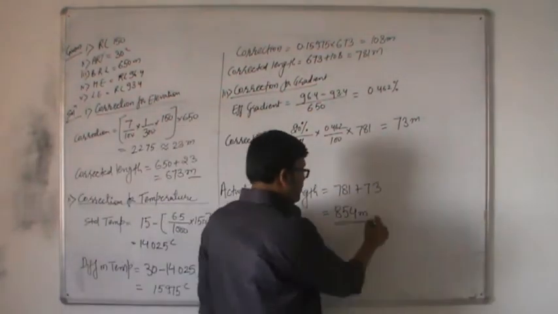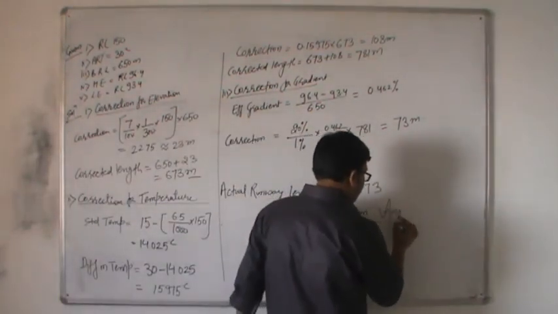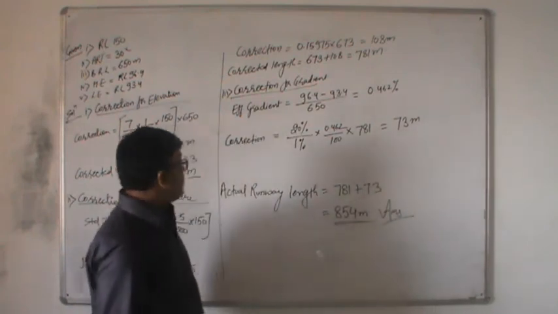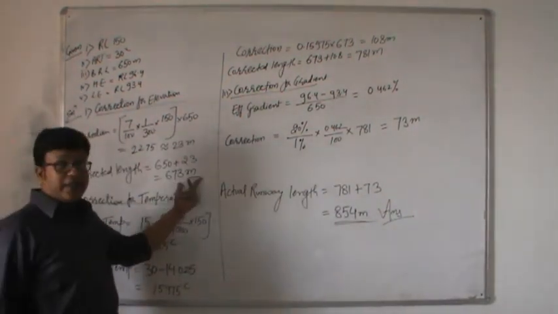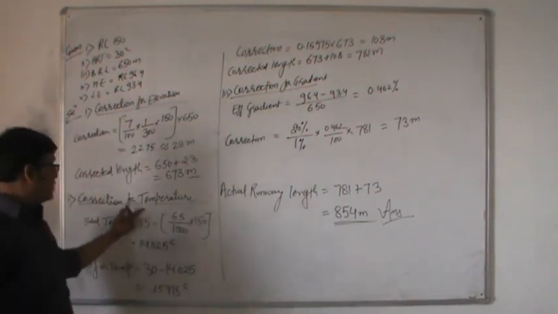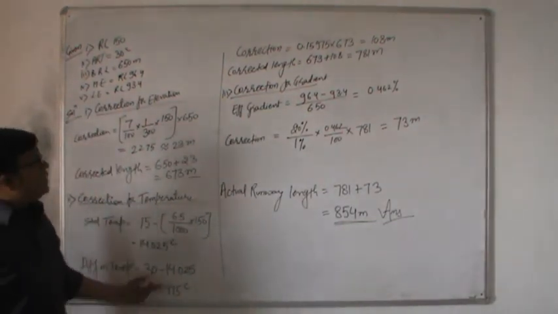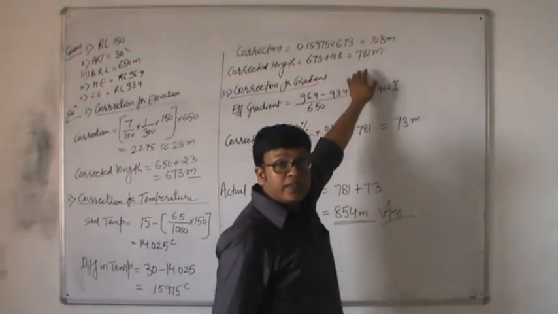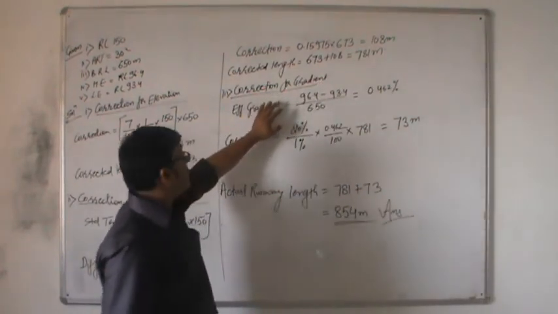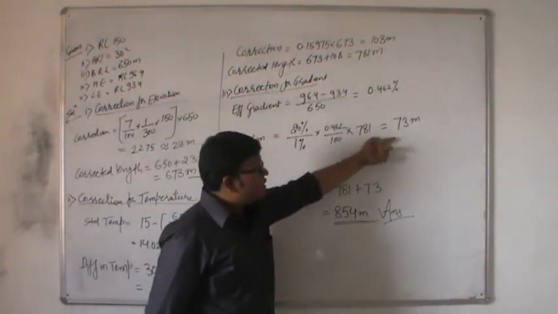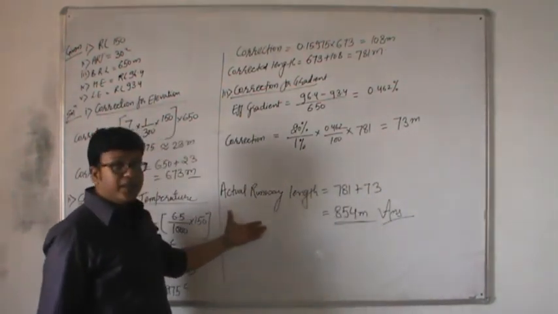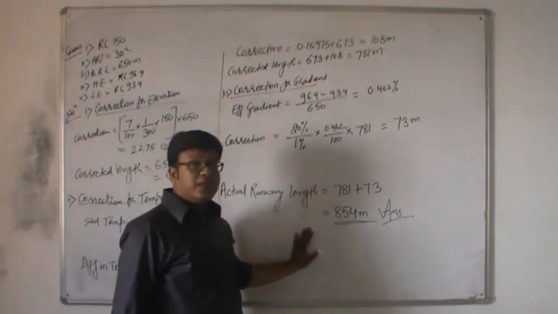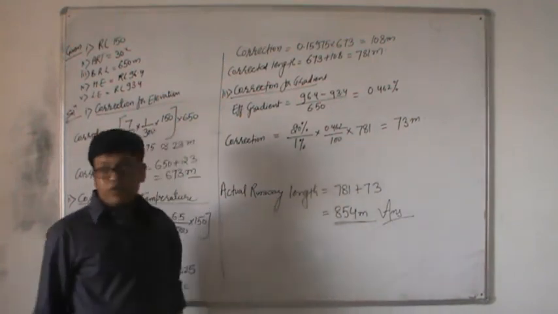First, we applied the correction for elevation and corrected the basic runway length. Then we went for the correction of temperature and corrected the runway length for it. After that, we went for the correction of gradient, found this correction, and corrected the runway length again. So after applying all three corrections, whatever length of runway we got, that is the actual runway length.